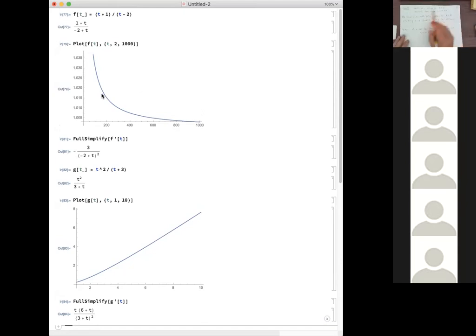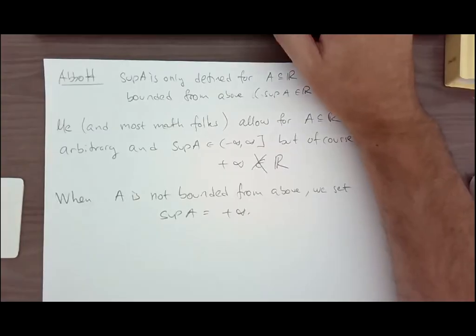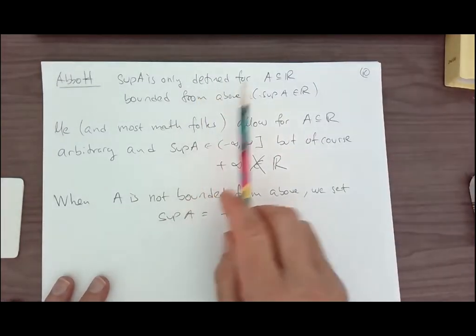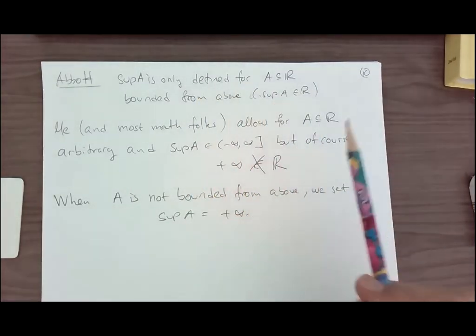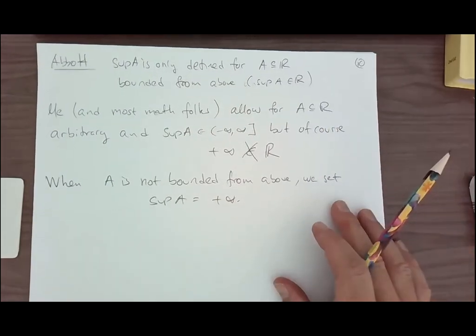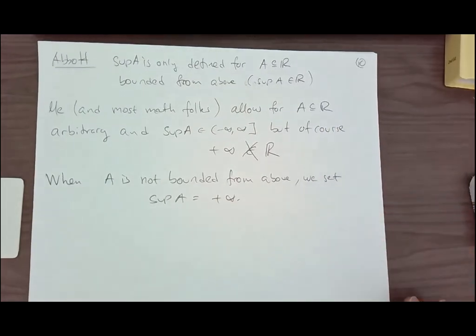It's just Abbott, he always insists on having a bounded set, and then he will say that the supremum is a real number. When you have a set bounded from above, then the supremum is a real number. What I'm saying is that we can actually talk about suprema for general sets. It doesn't have to be upper bounded. It's just that for those sets that are not upper bounded, you'll always end up with a supremum equal to plus infinity.